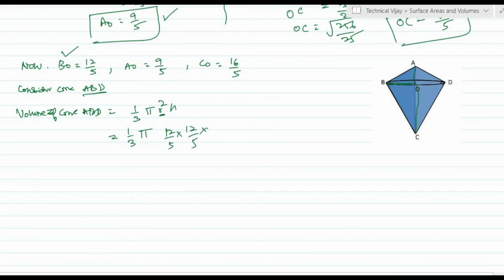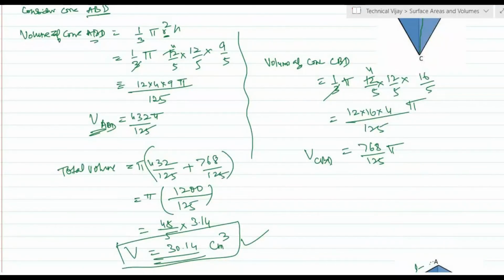So the height will be what? Here ABD height will be AO, that is 9 by 5. So this is equal to pi into 12 into 12 into 9 divided by 3 into 125, that is 125. So this is equal to 432 pi divided by 125. After this 432 pi, the volume of cone CBD I have also calculated.